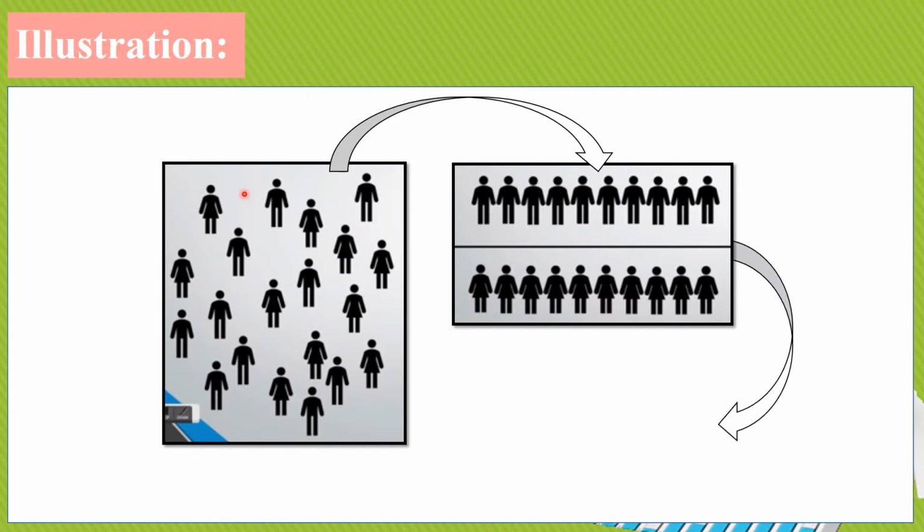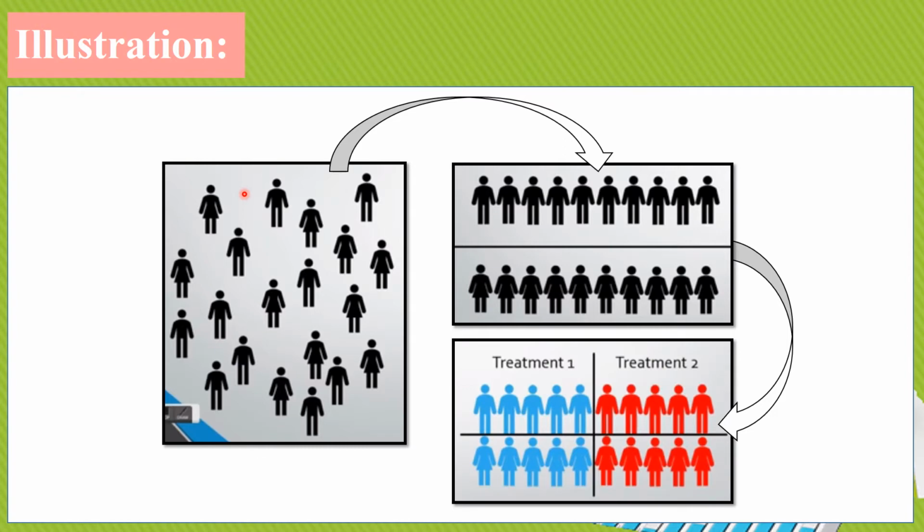Next, we will randomize the treatment. Treatment 1 will be denoted with blue and treatment 2 will be denoted with red. When the males are randomized, 5 males are selected for treatment 1 and 5 males are selected for treatment 2. Likewise for the females. When organized with males on top and females on the bottom, we can see that there are 5 subjects in each block. Therefore, it is called a randomized block design.